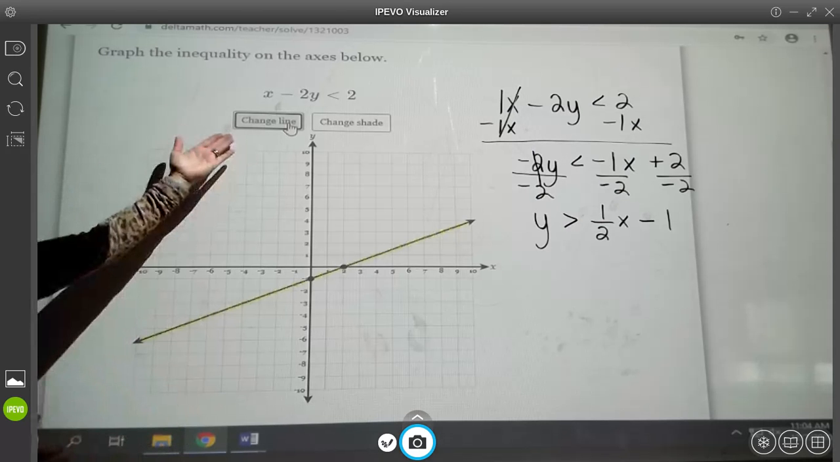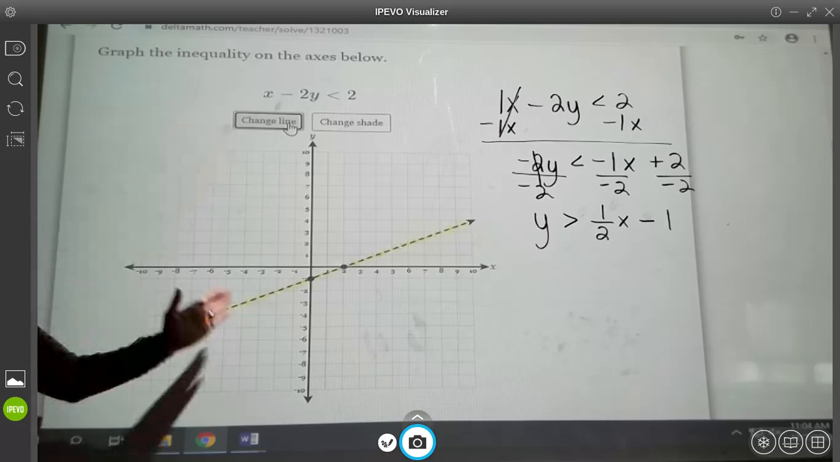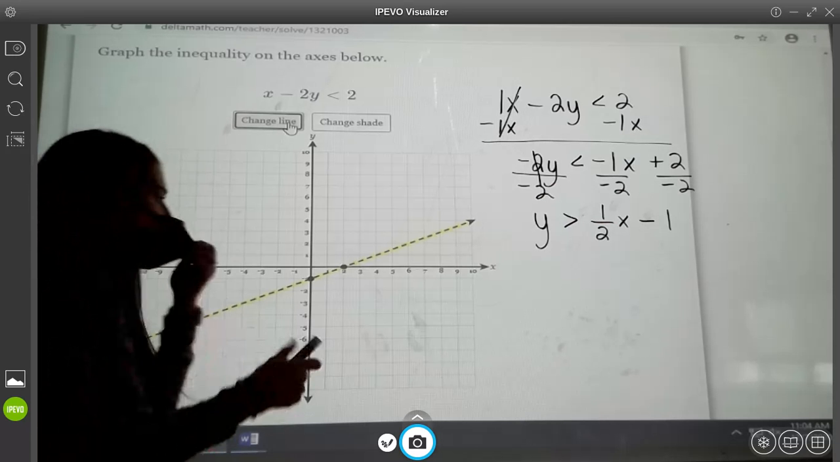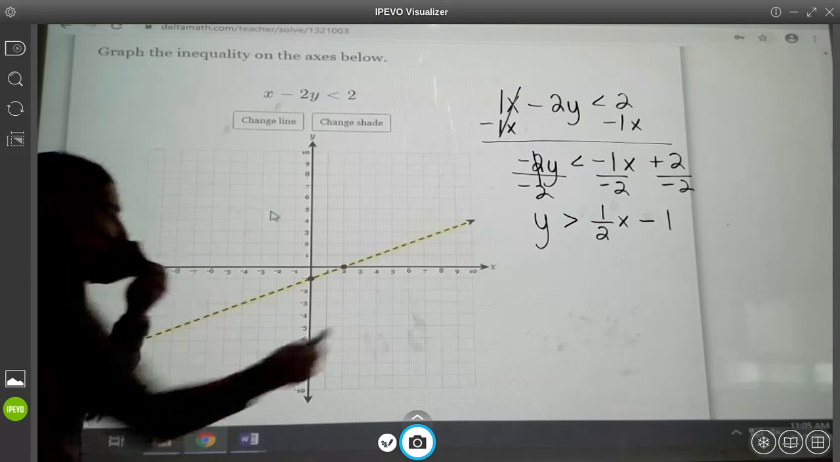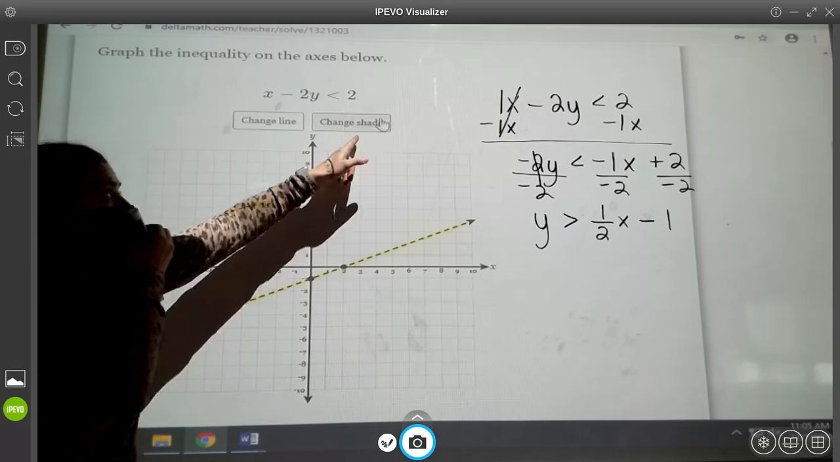Now your shading. If you try and click up here, nothing. You try and click down there, nothing. To get your shading to appear, you have to click the change shade. Now maybe that's where we want it, maybe it's not. If you click it again, it'll go below the line. If you click it again, it'll go back up. So you just keep clicking it until you get your shading where you want it.